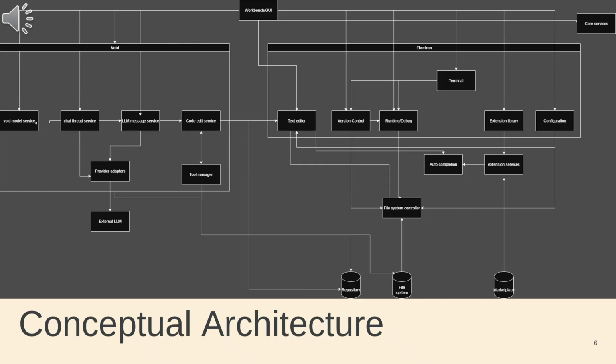On the left side, you have the AI subsystems. This extends the basic workflow of VS Code, and this is the main thing that makes Void Void. You have the code edit service, which listens for AI-driven actions like /edit, collects the relevant code context from the text editor, and forwards it to the LLM message server. That service prepares a structured prompt and sends it to the tool manager, which then chooses a model, and the provider adapter connects to that model and returns a structured response.